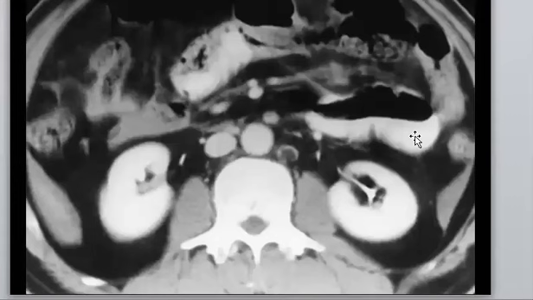Okay, let's shift to this case, which is not very easy, but you can imagine that there is something going on in the mesentery here.